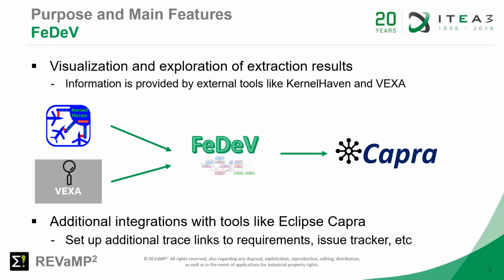FeDeV also provides an interface to get detailed information of selected elements like the name and the feature location. We use this interface to build an integration with Eclipse Capra, where additional trace links, for example to requirements or issue trackers, can be set up.